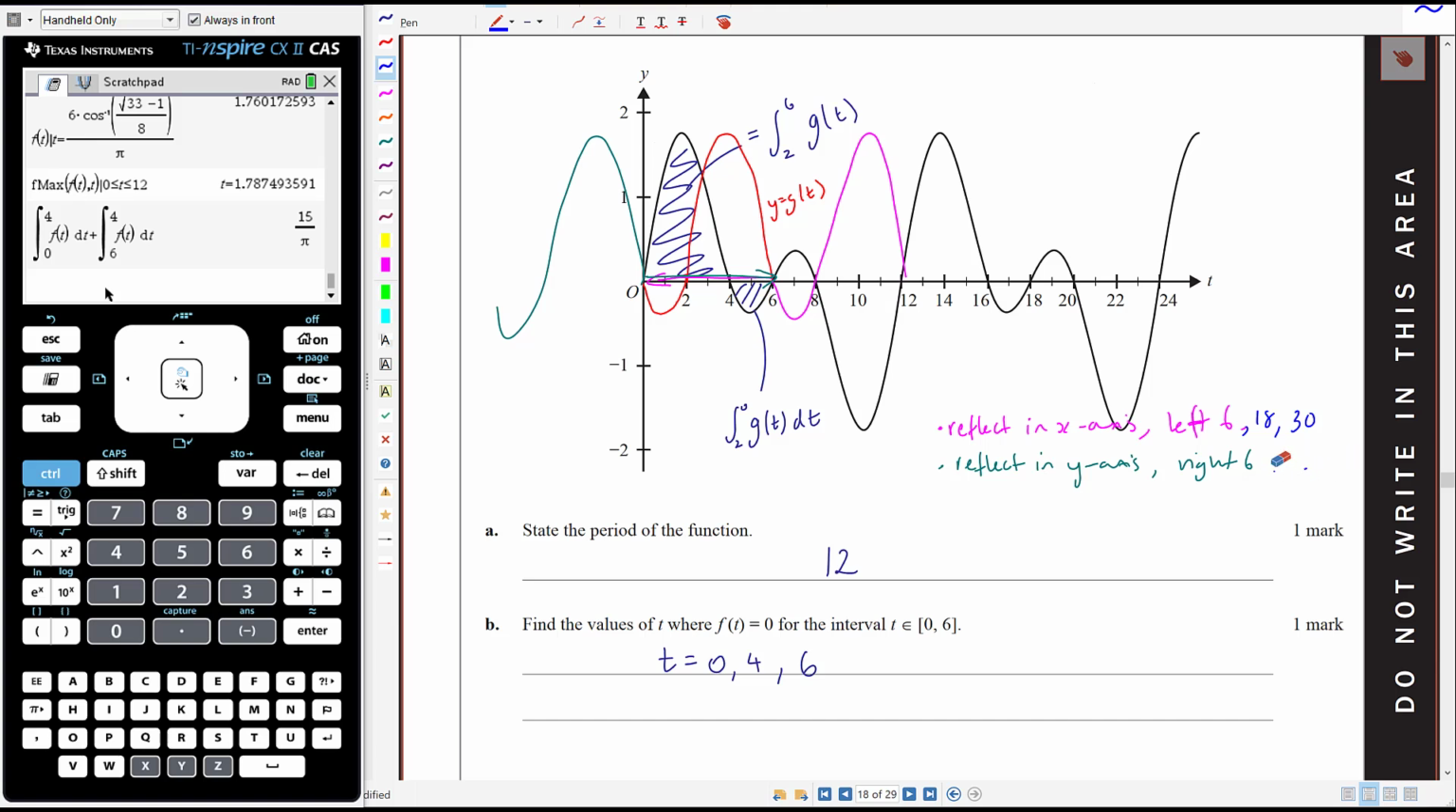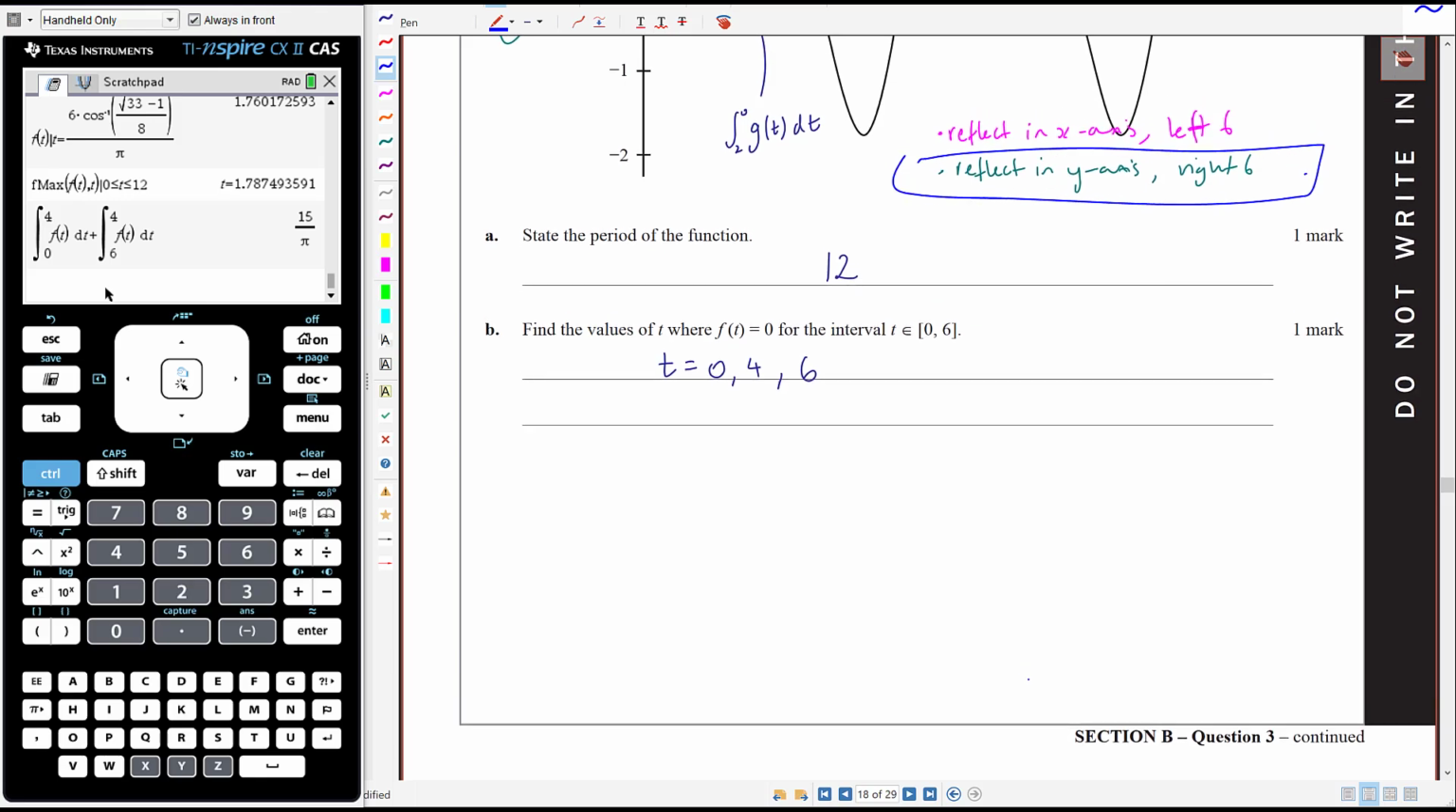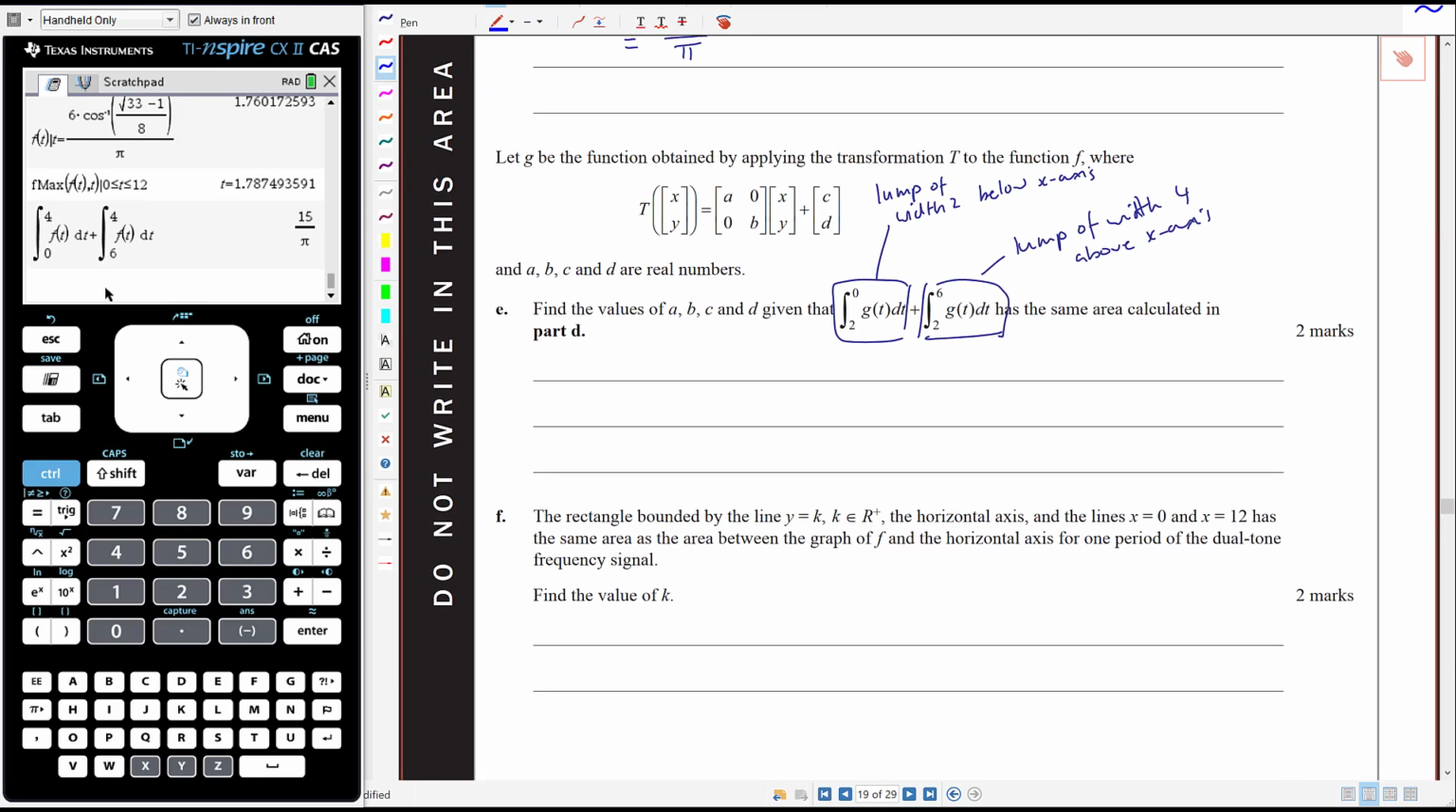Why would you translate it left by 18 when you could translate it left by 6 and get the same thing? But one of these two combinations, so reflecting in the x-axis and then to the left by 6, or reflecting in the y-axis and then to the right by 6. I must say this was my instinct when I first did this question, but they both work. So if I wanted to do reflection in the y-axis and then to the right by 6, I need the x values to be negative.